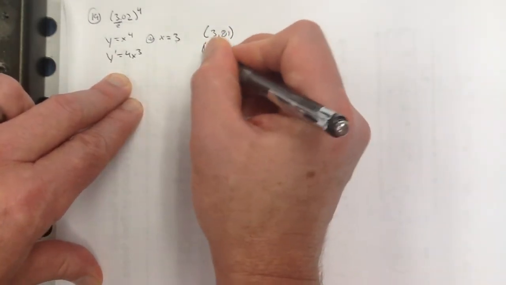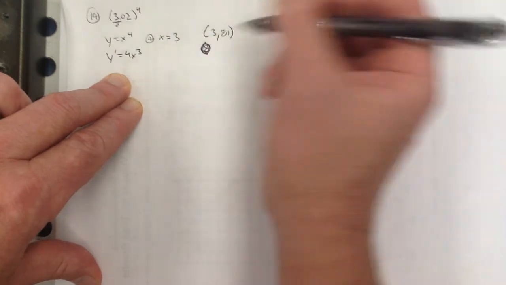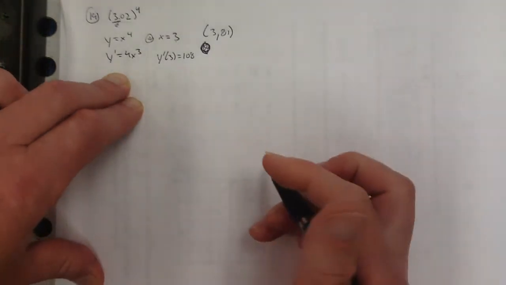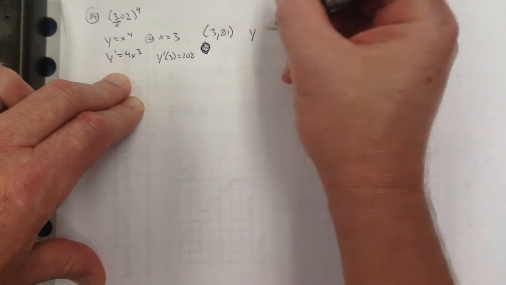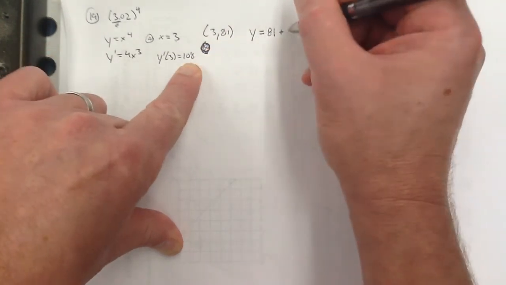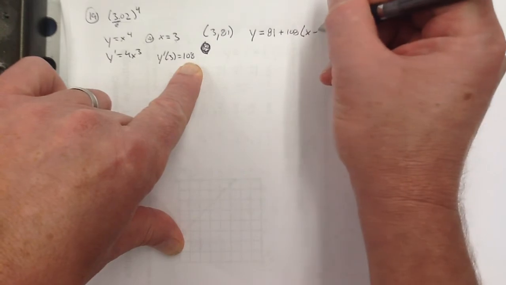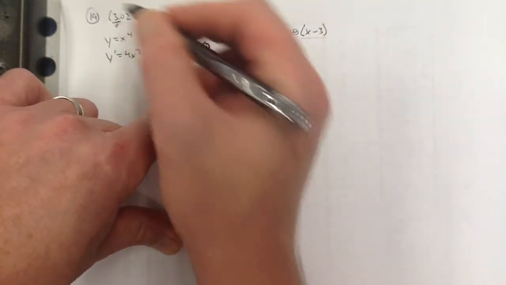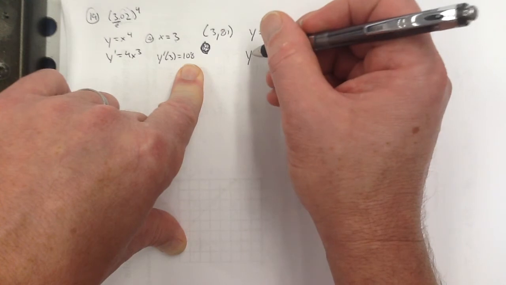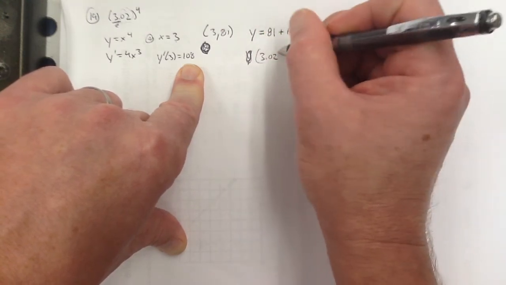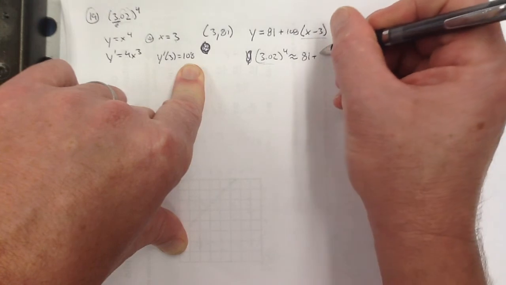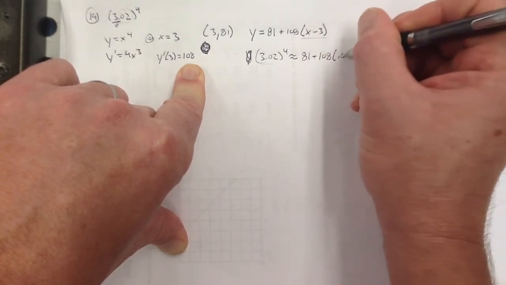What I want to say here is y prime of 3 equals 108. All right, so my tangent line approximation is y equals 81 plus 108 times x minus 3. That's like your delta x. My delta x is going to be 0.02, right? So what's the approximation? 3.02 to the 4th is approximately, this is the thing I'm approximating, right? It's going to be approximately equal to 81 plus 108 times 0.02.